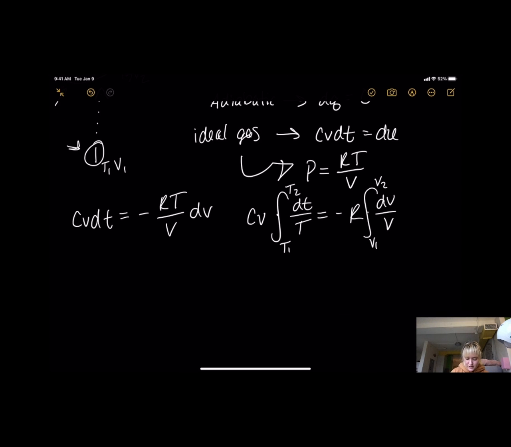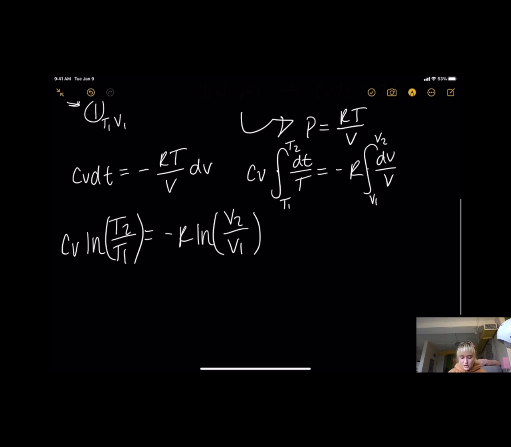Solving this out, it's going to give us C_V times the natural log of T2 over T1, and that is equal to negative R times the natural log of V2 over V1. Working on our equation a little bit, moving the C_V to the other side and getting rid of our natural log, we can rewrite our equation here as T2 over T1 is equal to V2 over V1 to the negative R over C_V power.